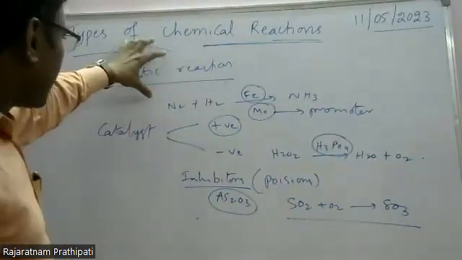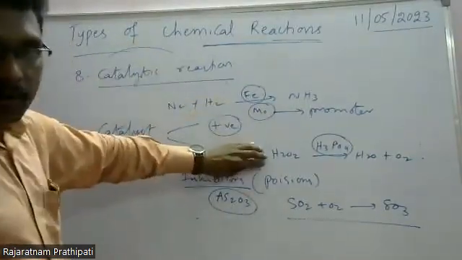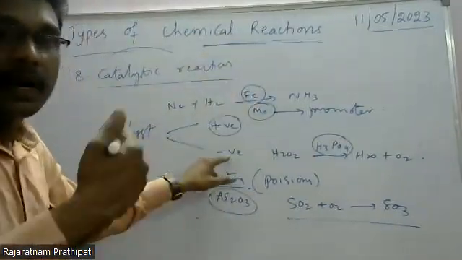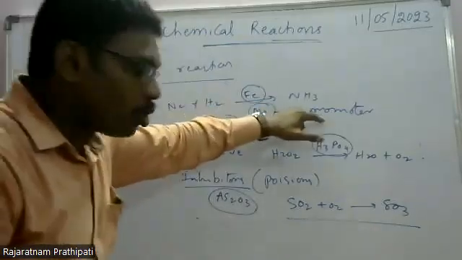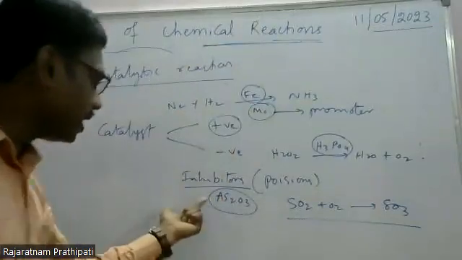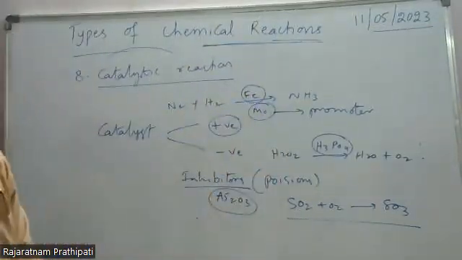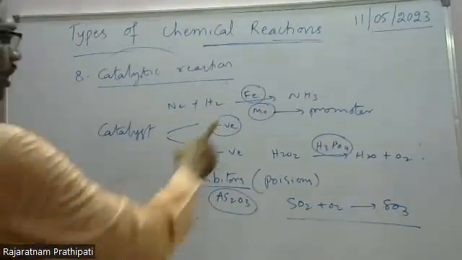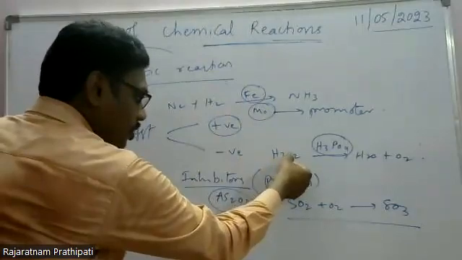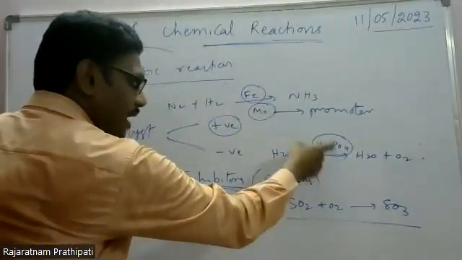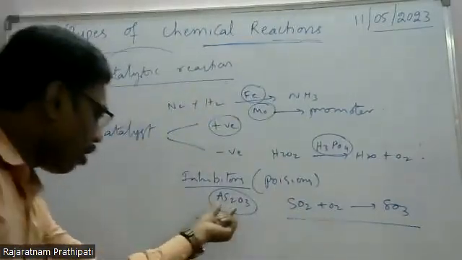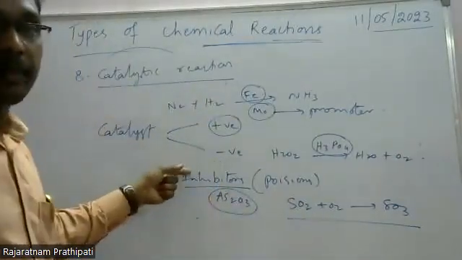So, in catalytic reactions, a positive catalyst increases the rate of reaction. A negative catalyst decreases the rate of reaction. A promoter enhances or boosts the catalyst. An inhibitor decreases the ability of the catalyst. In the Haber process, iron is the catalyst and molybdenum is the promoter. In the decomposition of H2O2, phosphoric acid acts as a negative catalyst. Arsenic oxide acts as an inhibitor.